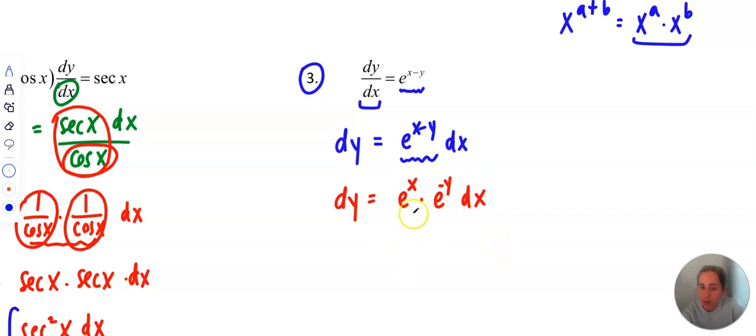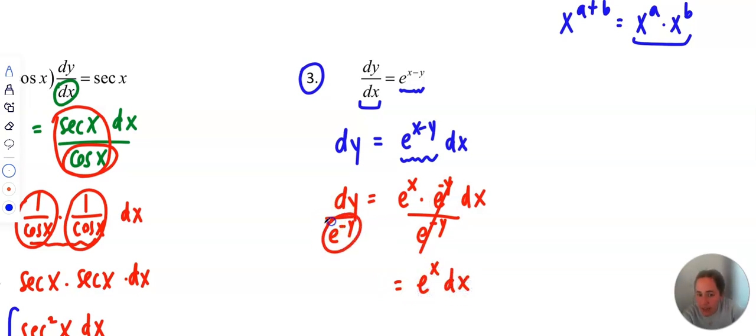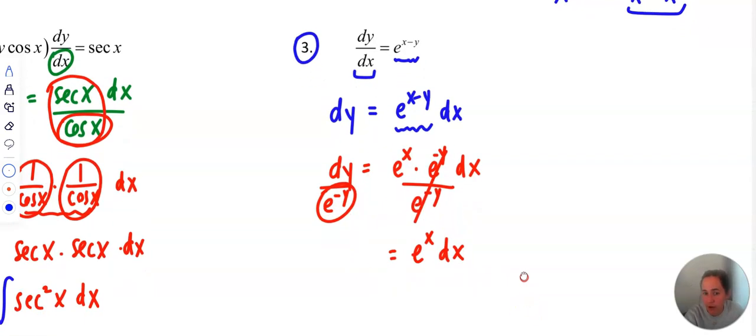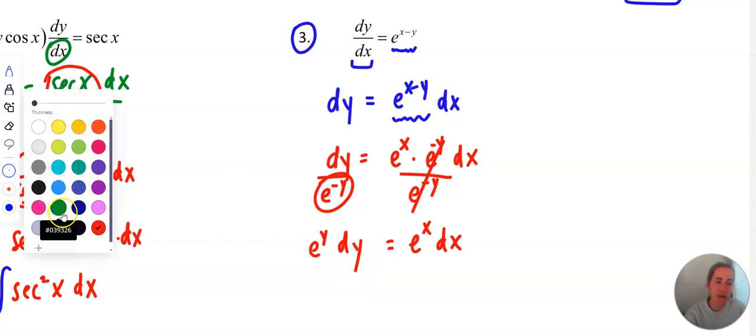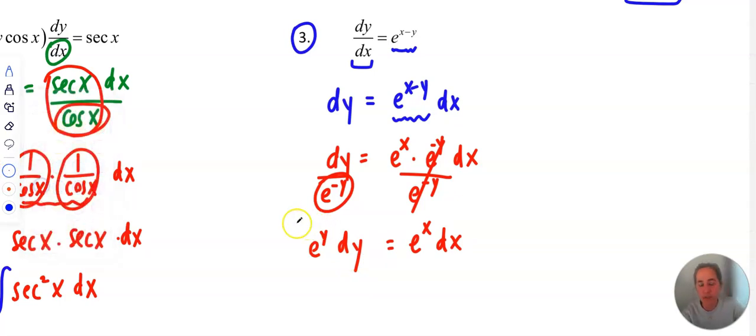And we can divide both sides by e to the negative y. E to the negative y on the left, e to the negative y on the right. Your right side looks great, e to the x dx. This side has an e to the negative y on the bottom of the fraction. Why don't we just flip that to the top? We'll write it so that it kind of looks like the right side. It's e to the y times dy. I think now is the perfect time to integrate both sides because you have the variables separated. So we're going to take antiderivatives on the left and the right, putting the plus c on the right.